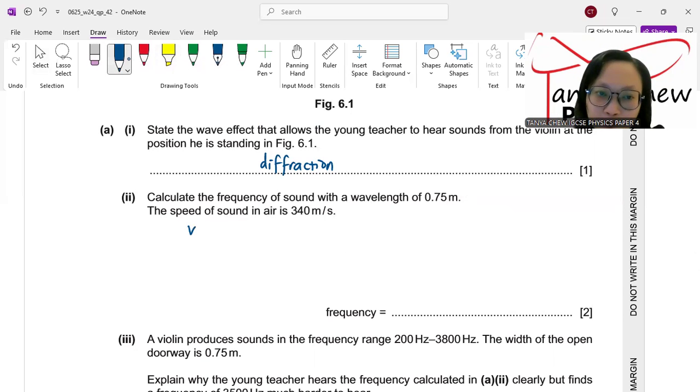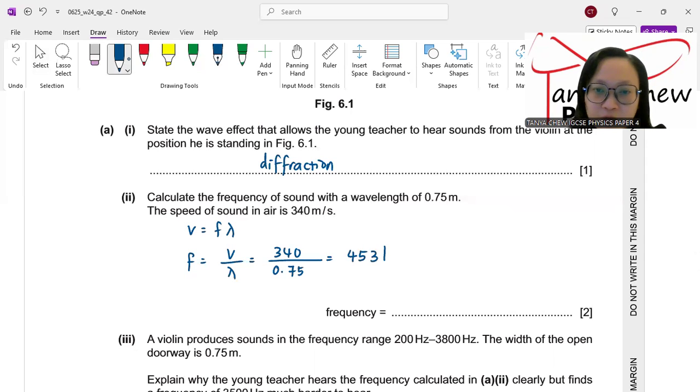So do you still remember the wave equation? V equal to F lambda, where V represents the speed of the wave, F represents the frequency of the wave, and lambda represents the wavelength of the wave. Now we are asked to calculate the frequency. I will put the frequency as the subject. V is 340 and the wavelength is 0.75, and you're supposed to get 453 hertz. I put it in terms of three significant figures. Of course, you can put it as 450 hertz, right? That is two significant figures.